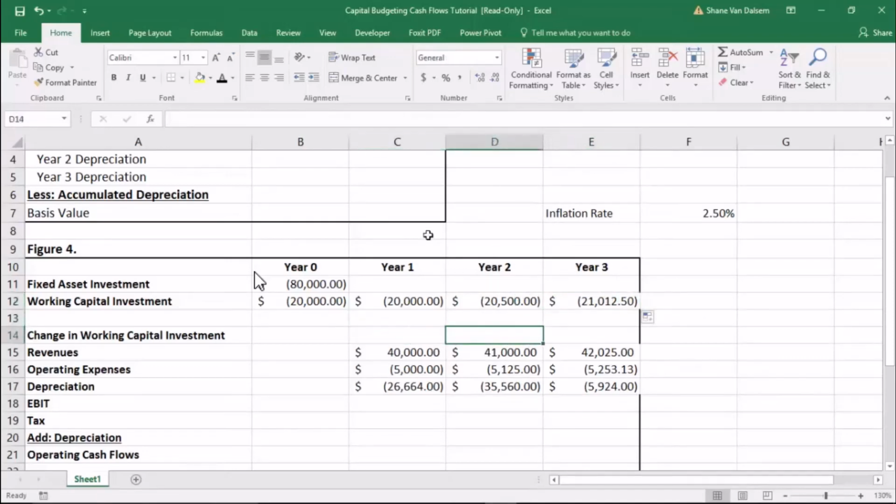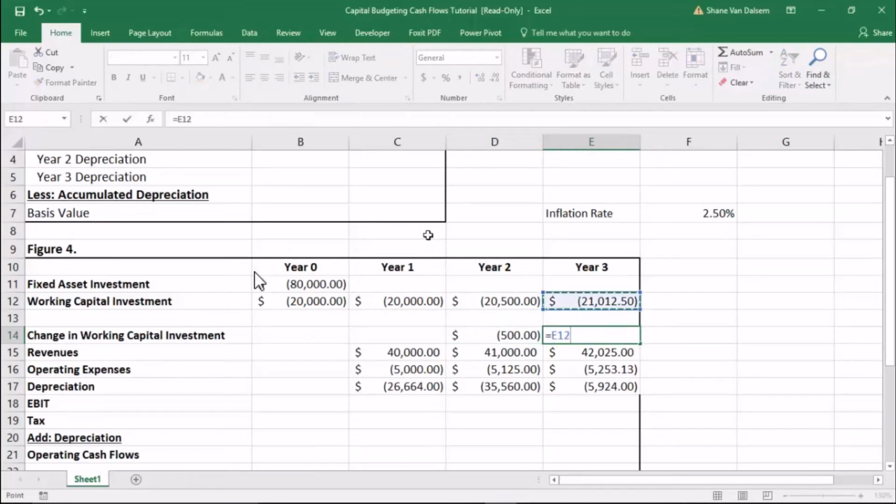So what I'm going to put down here is that this represents a cash flow. We're going to put more money out. We're going to increase our inventory expense. So I'm going to put in here equals the change in the working capital investment. See, it's negative. It's going to be a use of cash. I'm going to do the same thing for year three.